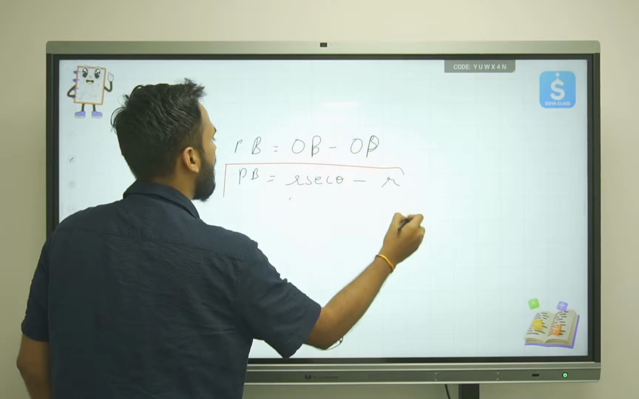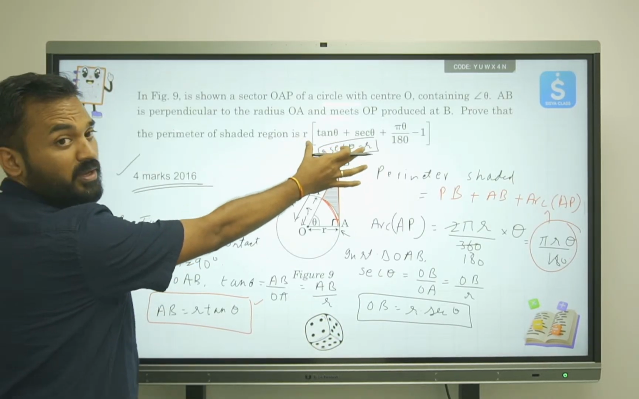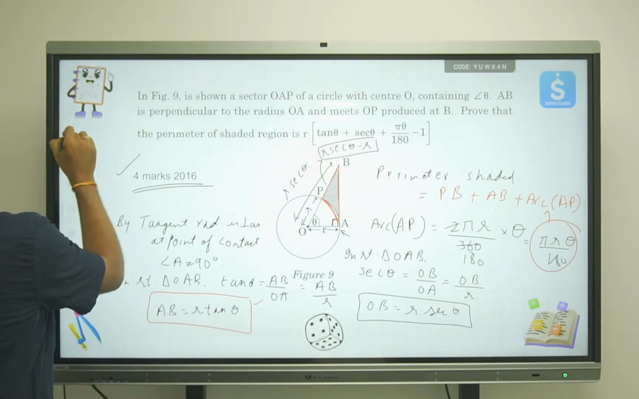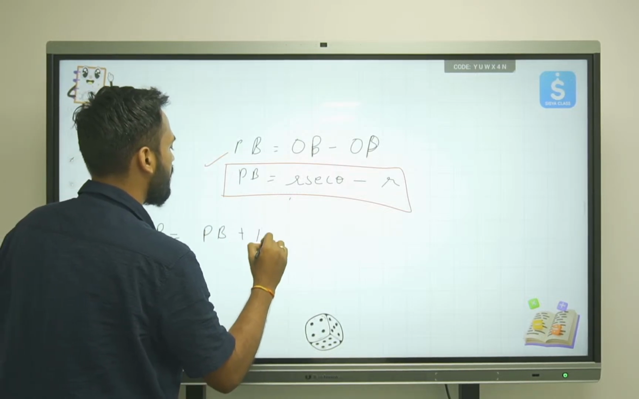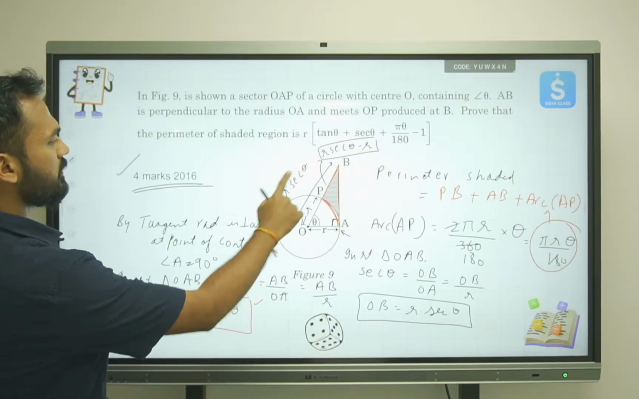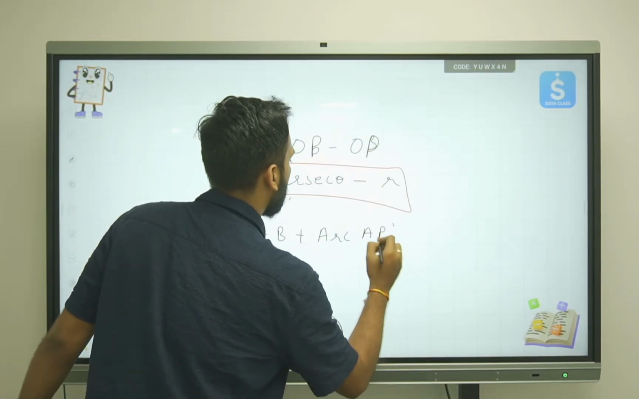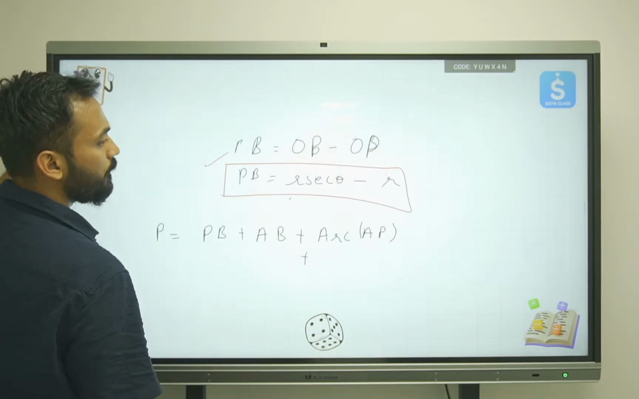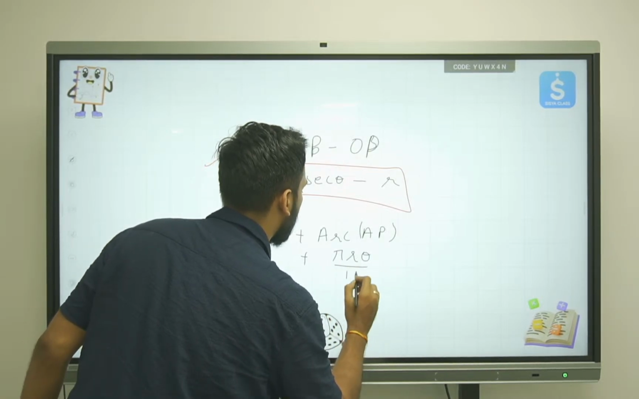So let's add all these things to find out the perimeter, and let's see if it comes out to be this, because we need to prove this. PB plus AB plus arc AP. So arc AP, how much is it? Pi r theta by 180. This is pi r theta by 180.